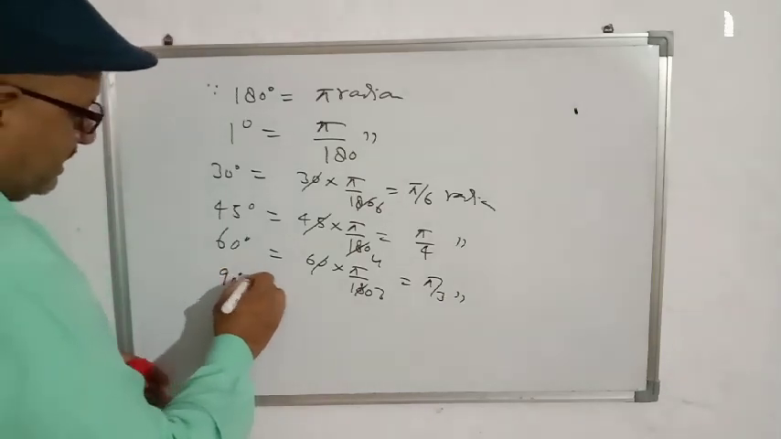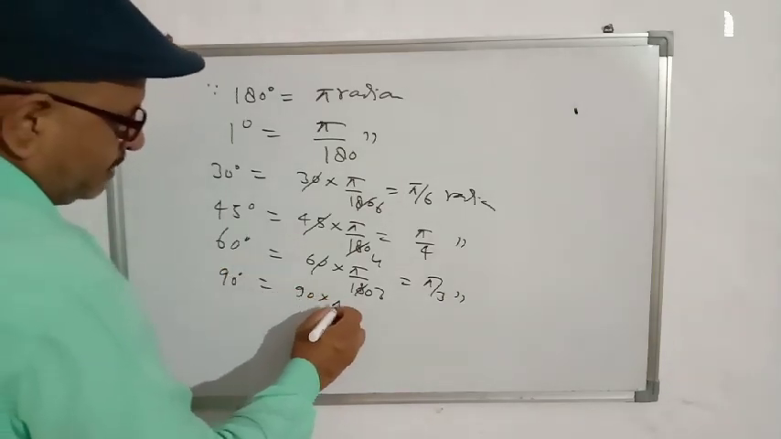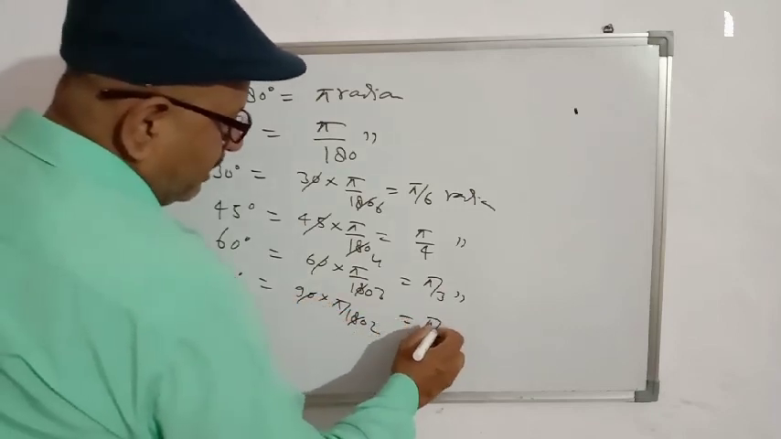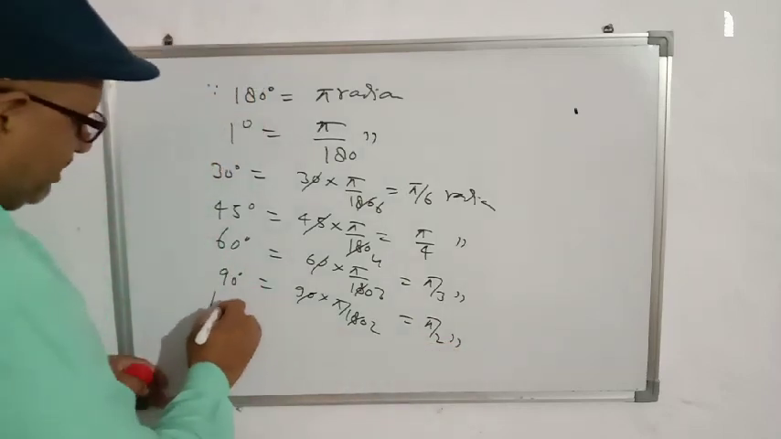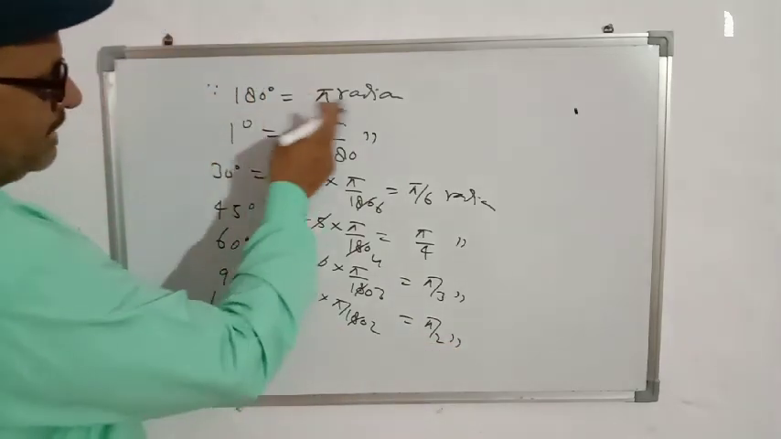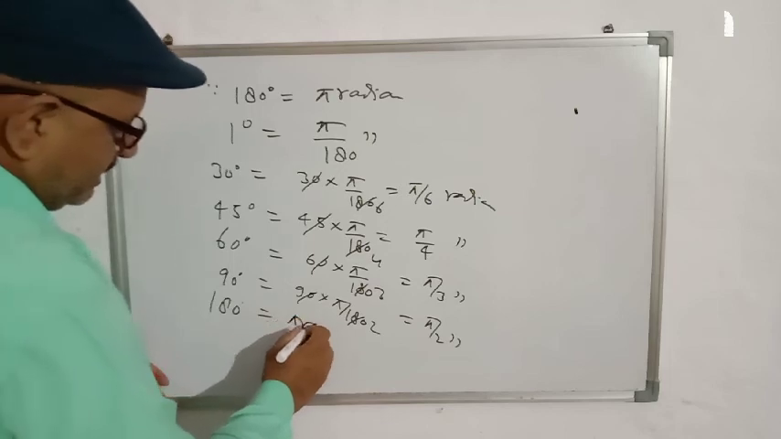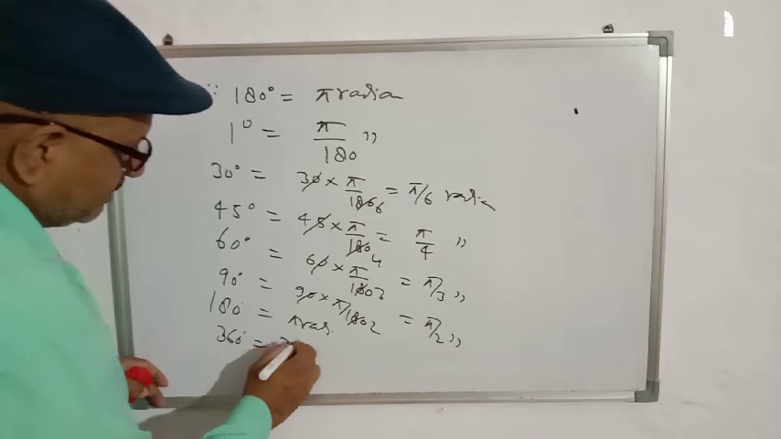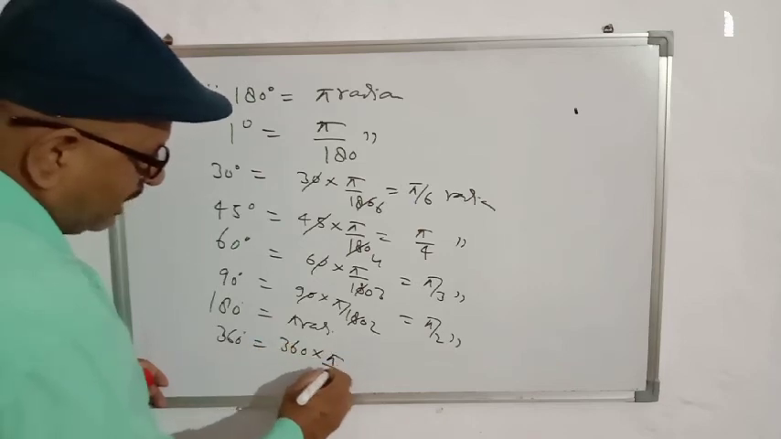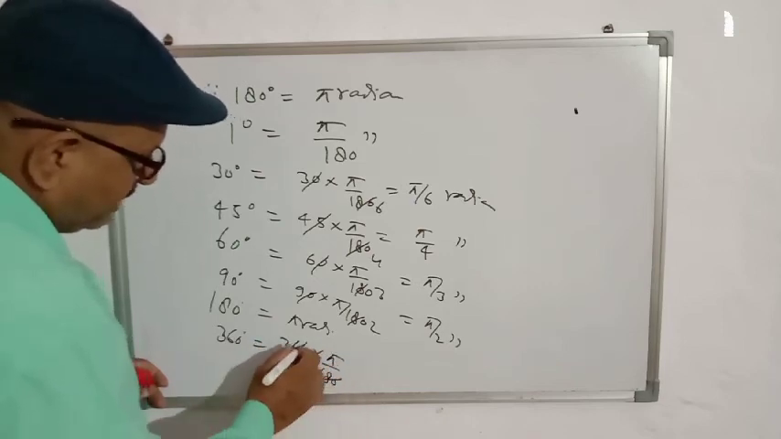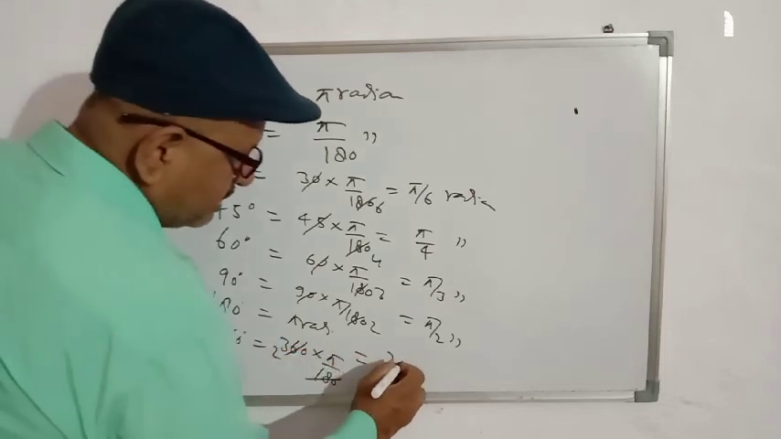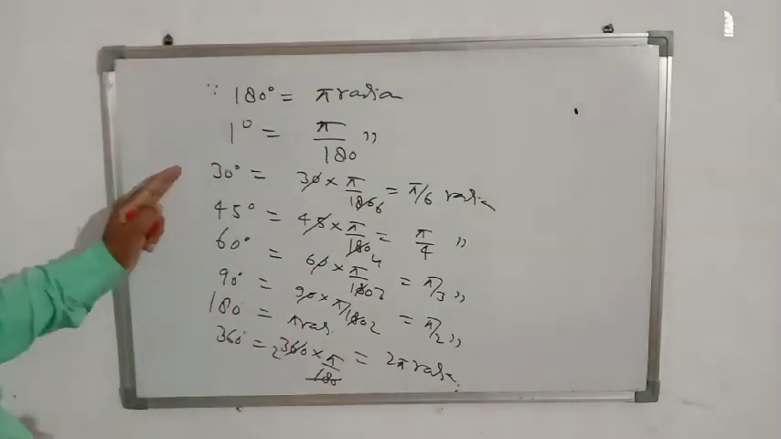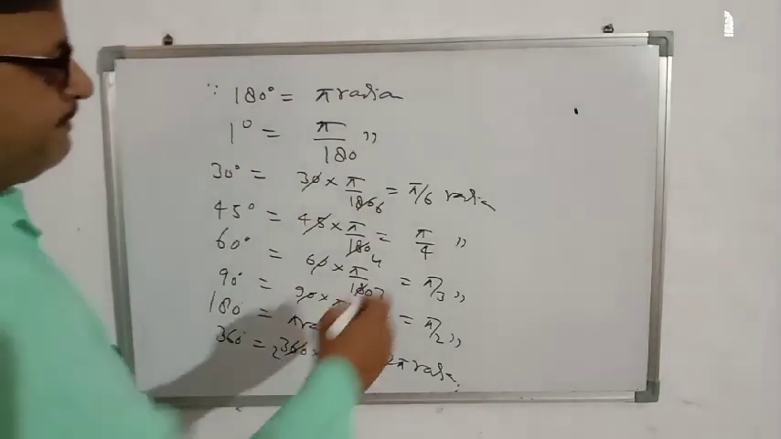Similarly, 90 degree, 90 into pi by 180. 90 2 times is 180, so pi by 2 radian. 180 degree, already written, is pi radian. 360 degree means 360 into pi by 180. 180 2 times is 360, so it is 2 pi radian. So in this way we can convert degree into radian.